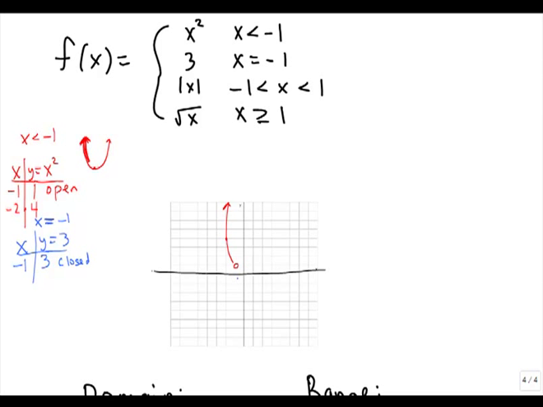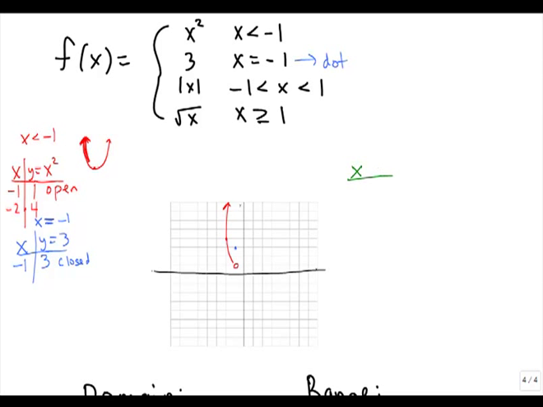So we're going to go to our graph, and at -1, 3, we're going to put a solid dot. So that's all that this middle formula contributes. It just puts a dot on our graph, and that's all it does. Okay, let's go to the third rule.